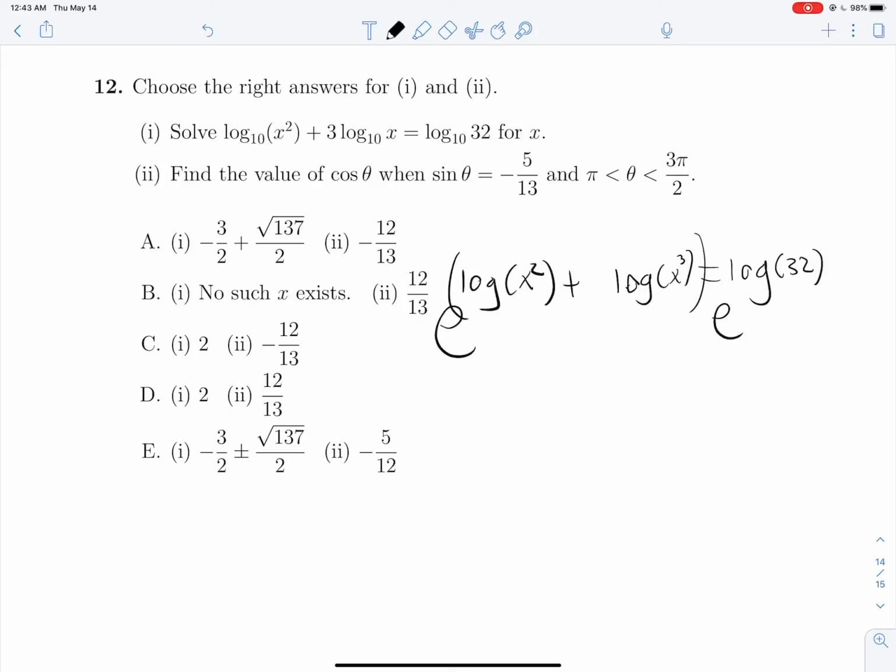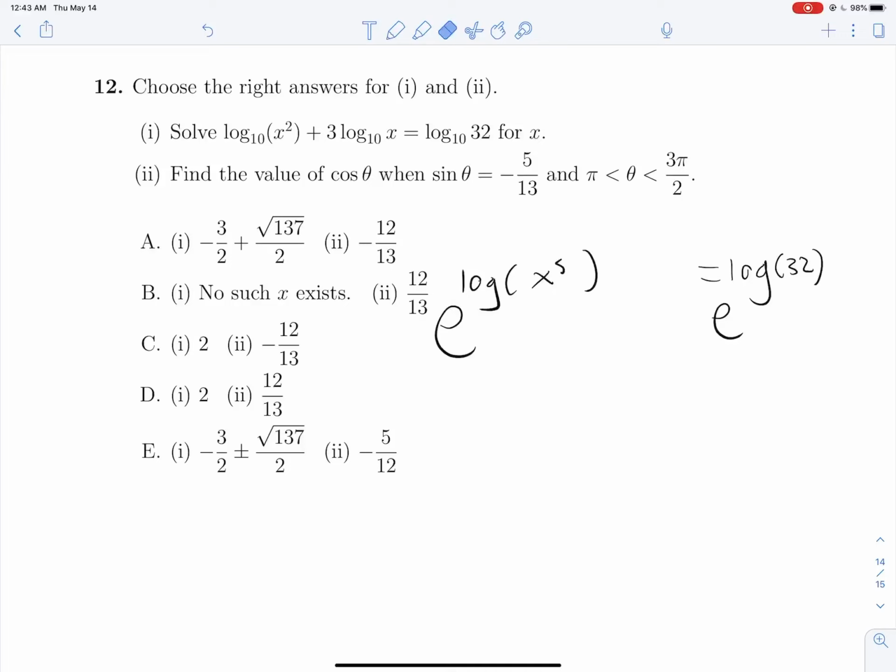To make sure we don't make any mistakes, we can apply a second property of logs, which says that if you're adding two logs together, you can make them into one log and multiply their contents as long as their bases are the same. So x squared times x cubed is what we'll have in here. That's just x to the fifth.